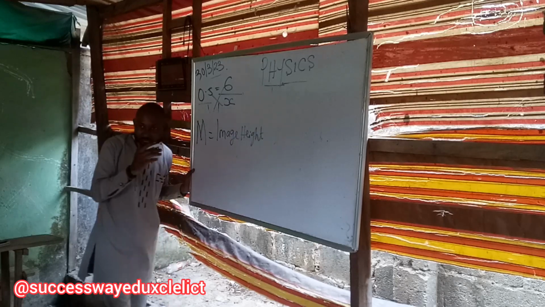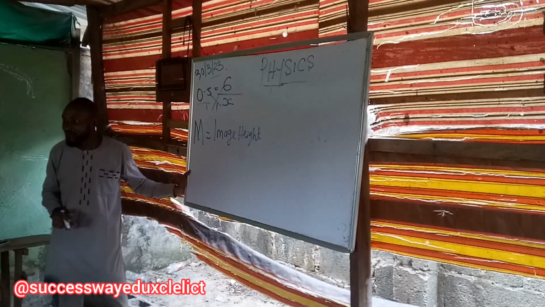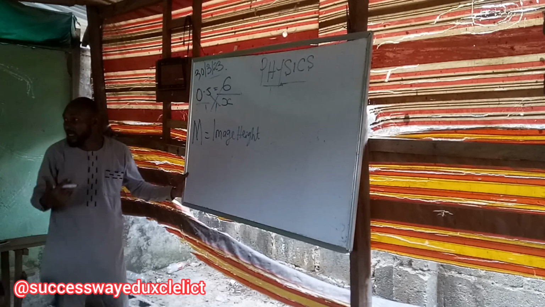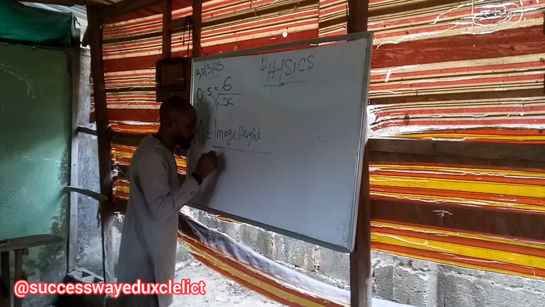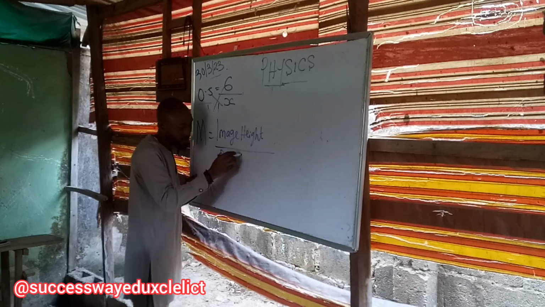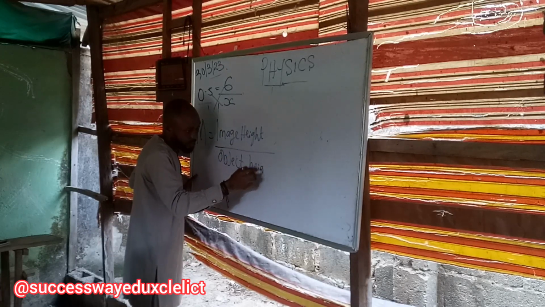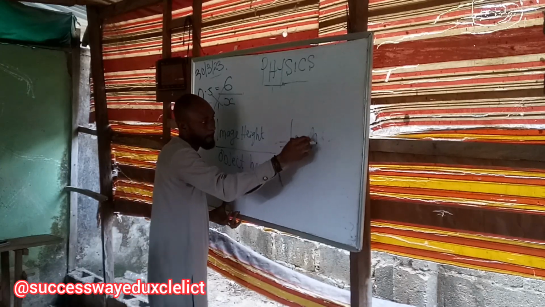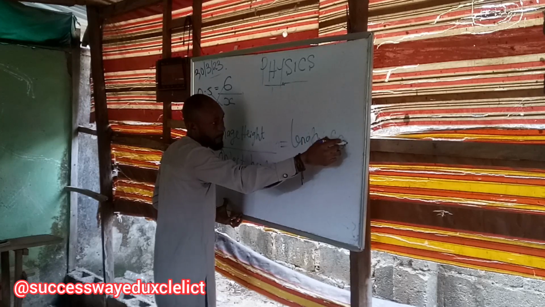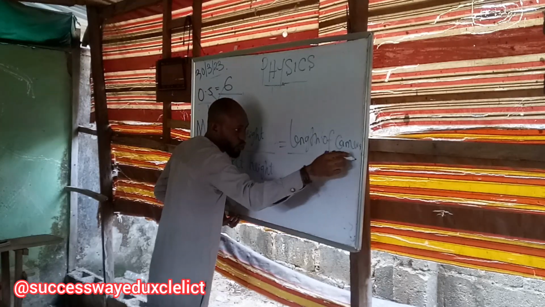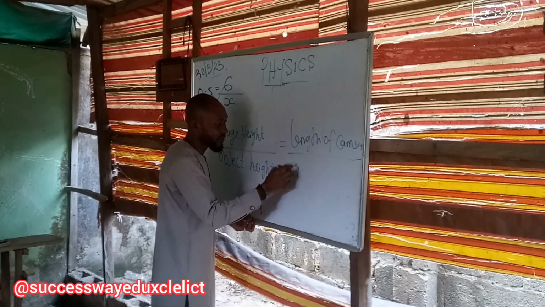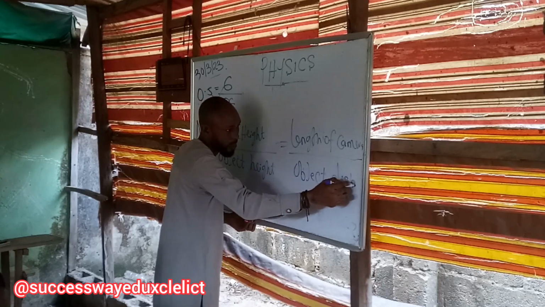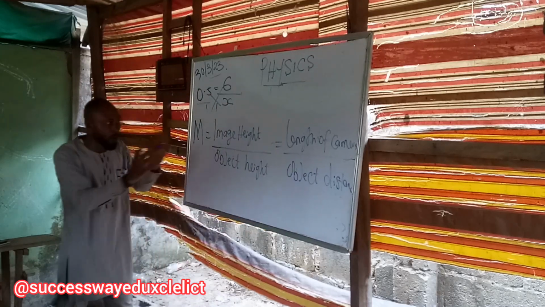So now when you see a question that is talking about image height, you say, Mr. Victor, which one be height? Nah, distance, now you teach us. So it's either image height or image distance, all over object height, is equals to length of camera to what? The object distance. Look at it here. This is a combined formula.